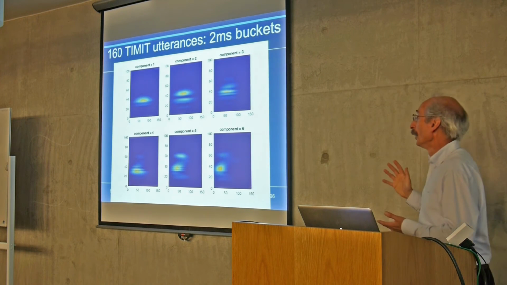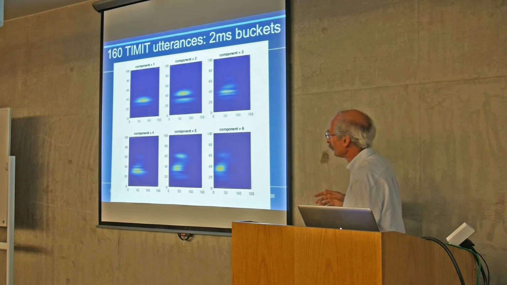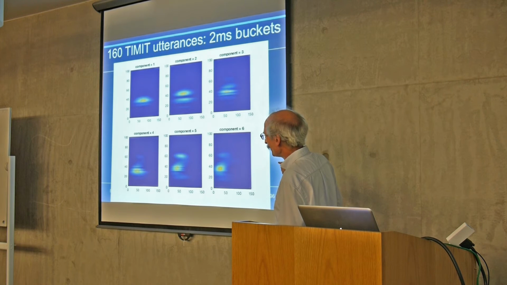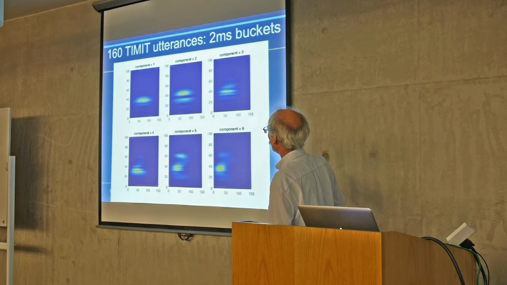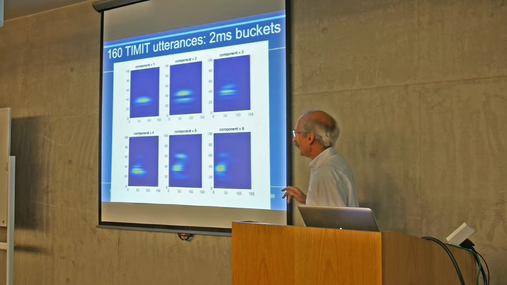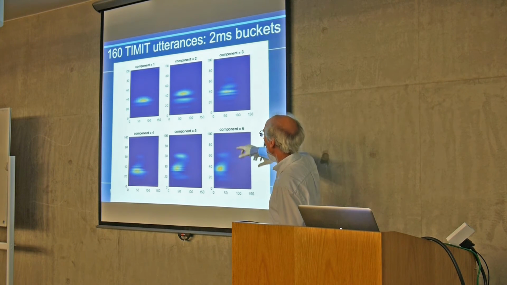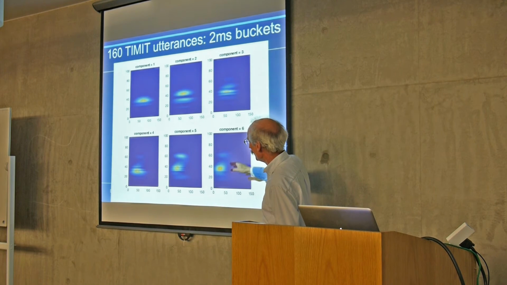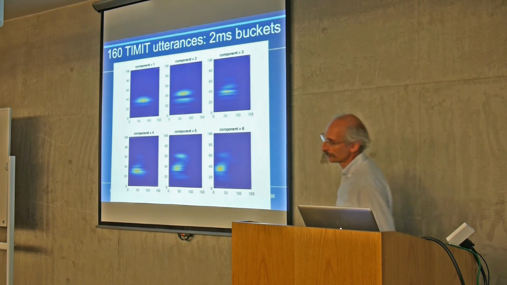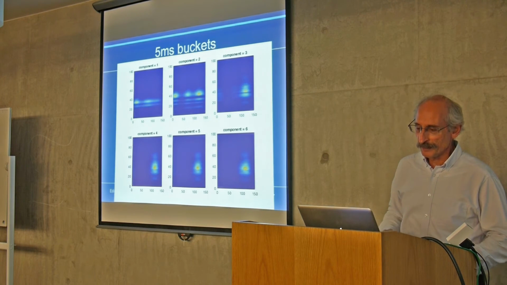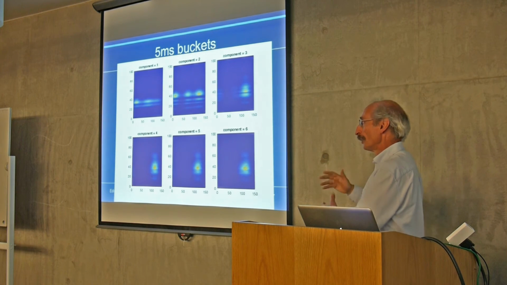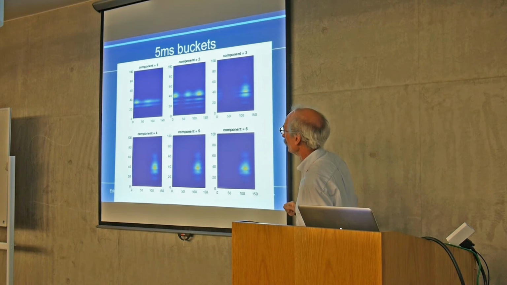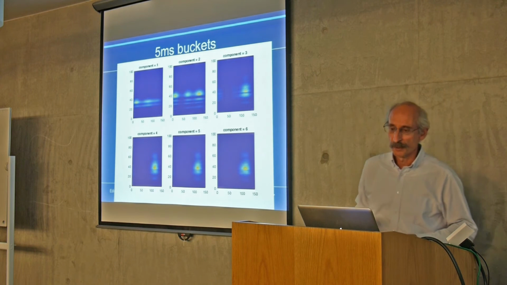So there it is, looking at 160 TIMIT utterances, and you end up with some kind of interesting looking things. They don't look quite as interesting as the ICAs did or the PCAs did, and I'm not quite sure why. Most of the structure in these ones, which were 2 millisecond buckets, so that's 300 milliseconds altogether this way, 100 channels, is really just in the spectrum. But if I increase the bucket size to 5 milliseconds, so I'm looking over 750 milliseconds, we start to get some time structure as well. So maybe there's something more useful in there.